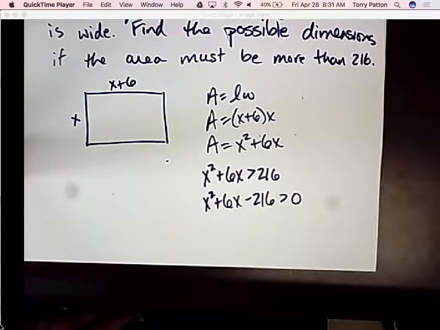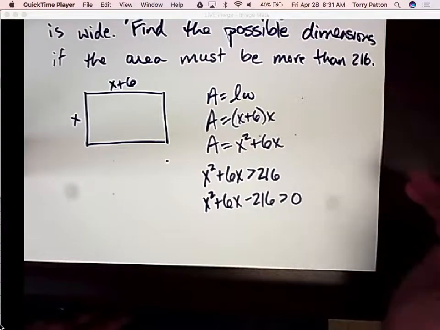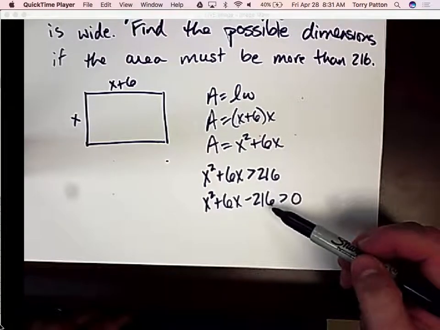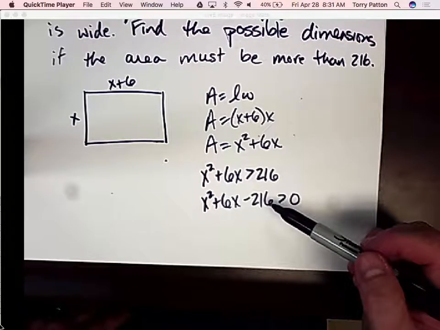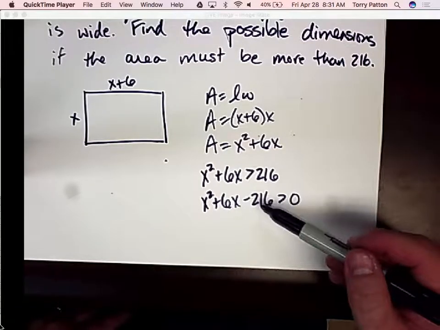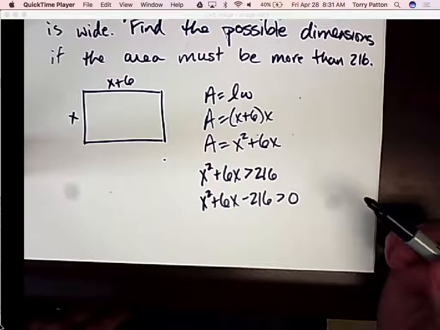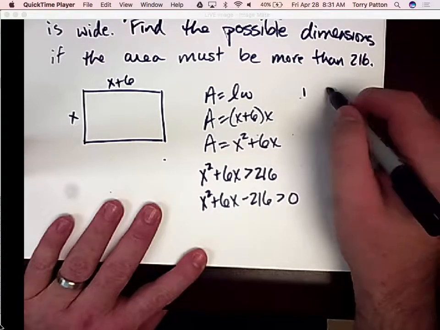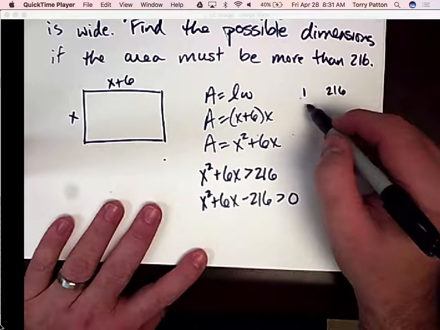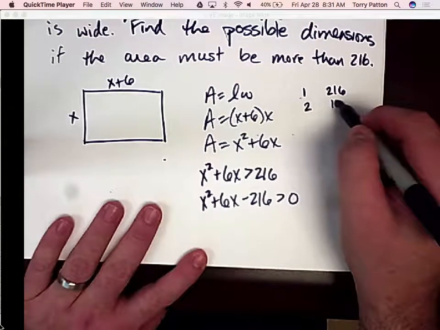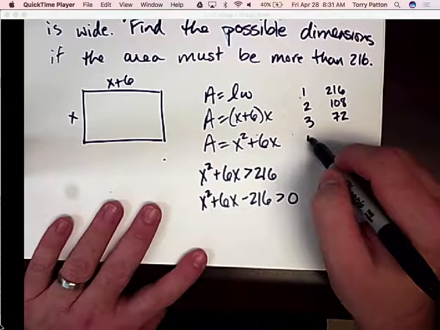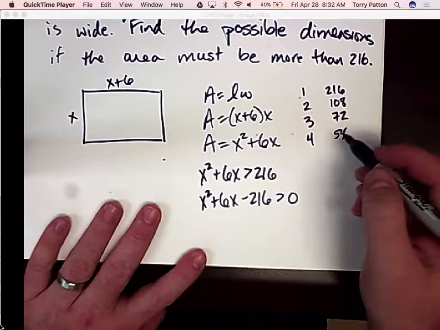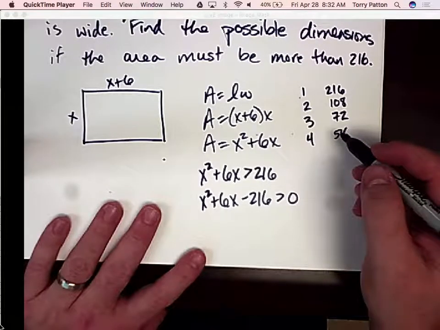So then you've got a quadratic to solve, okay? You can either factor or do the quadratic formula or complete the square, I guess, if you wanted to. We need the factors of 216 that subtract to be 6. So 1 and 216 doesn't work. 2 and 108 doesn't work. 3 and 72 doesn't work. 4 and 54 doesn't work. 5 doesn't go into 216.